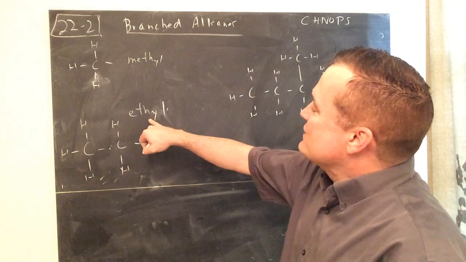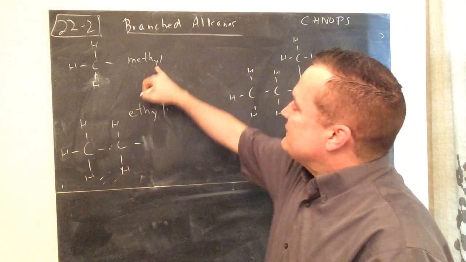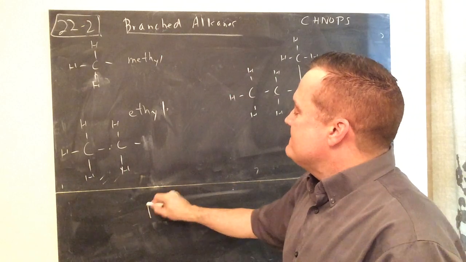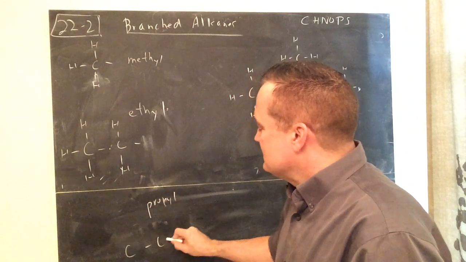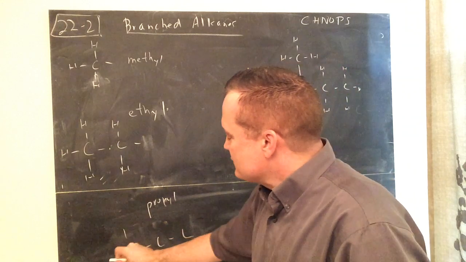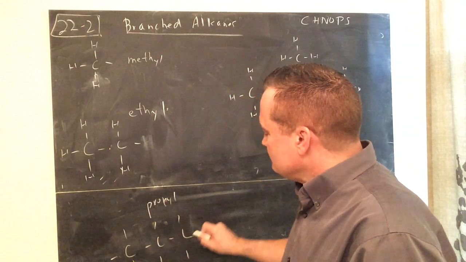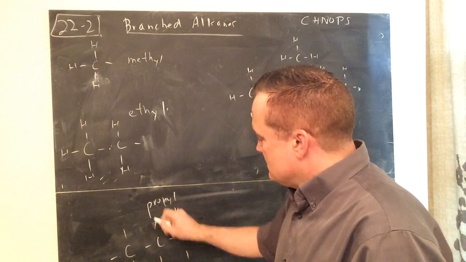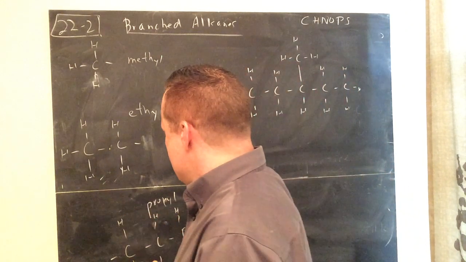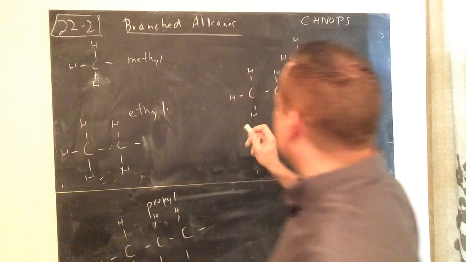Okay. Now, here's one, ethyl. Methyl, ethyl, what do you think propyl will be? Well, I don't want to draw all of these out for you, but propyl has 3 carbons. Carbon, carbon, carbon, and then there's all H's on it. But then on this side, it will attach. So propyl would look like that.